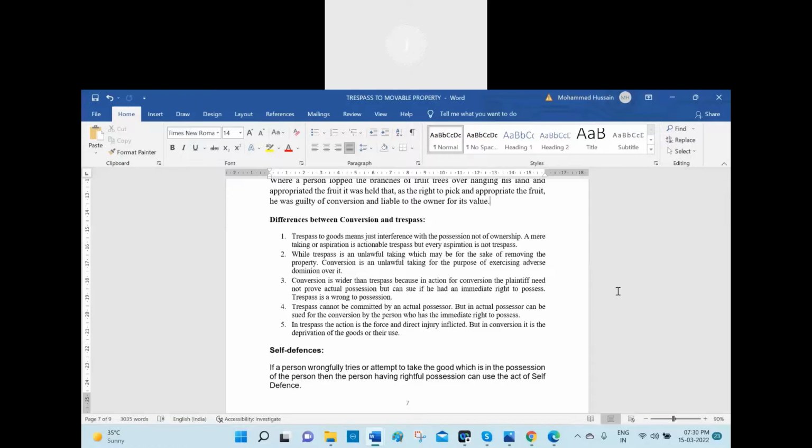Trespass is a wrong to possession. Number 4, trespass cannot be committed by an actual possessor, but an actual possessor can be sued for conversion by the person who has the immediate right to possess. Number 5, in trespass, the action is the force and direct injury inflicted, but in conversion, it is the deprivation of the goods or their use. Yes, it is self-explanatory.